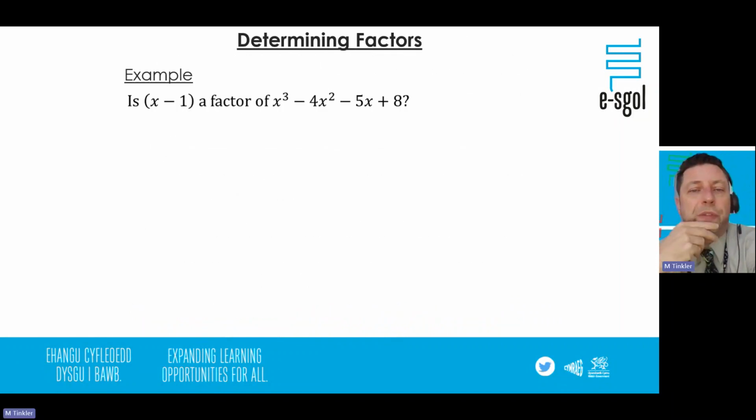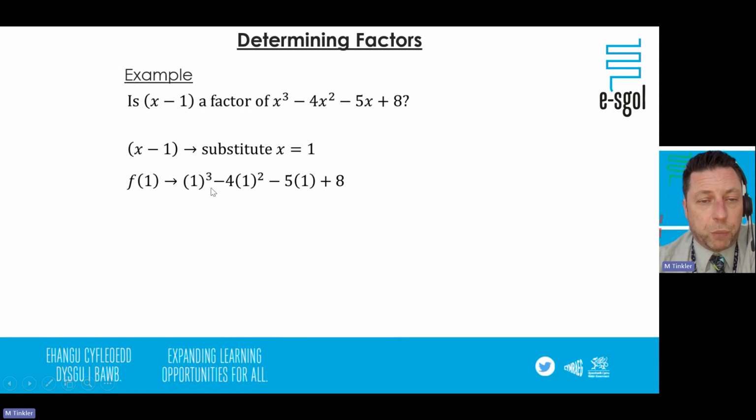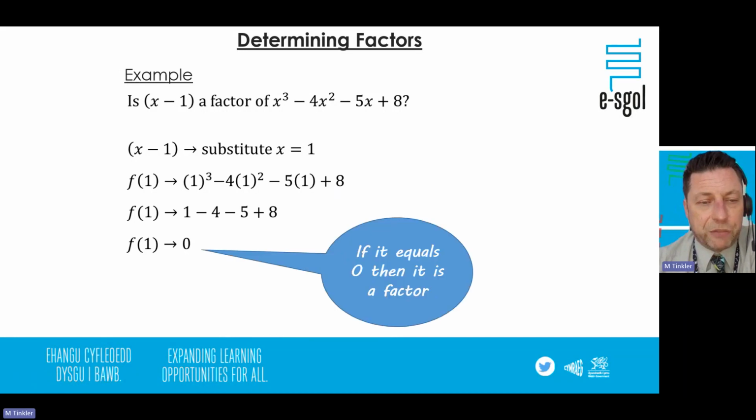Okay, so here's the first type of question, determining factors, see if they're a factor. Is x minus 1 a factor of that expression? Now what you do not sub in -1, you sub in +1. Why? Because x minus 1 would equal 0, so x would equal 1. You sub in 1. When you substitute 1 in, you get all these numbers, 1 minus 4 minus 5 plus 8. That gives us 0. If it equals 0, then it is a factor. Then x minus 1 is a factor. If it hadn't been 0, there would have been a remainder, so it won't be a factor.